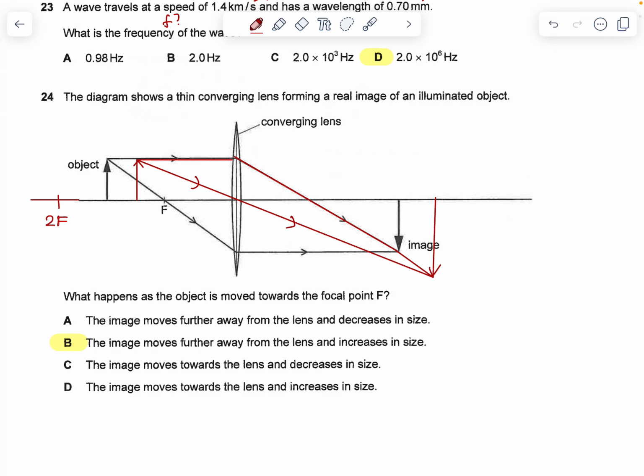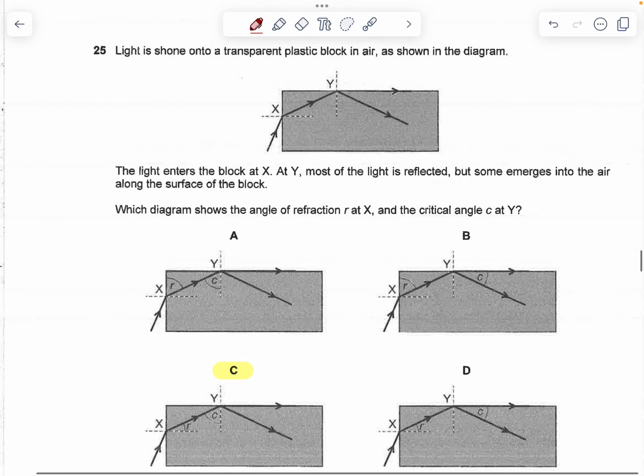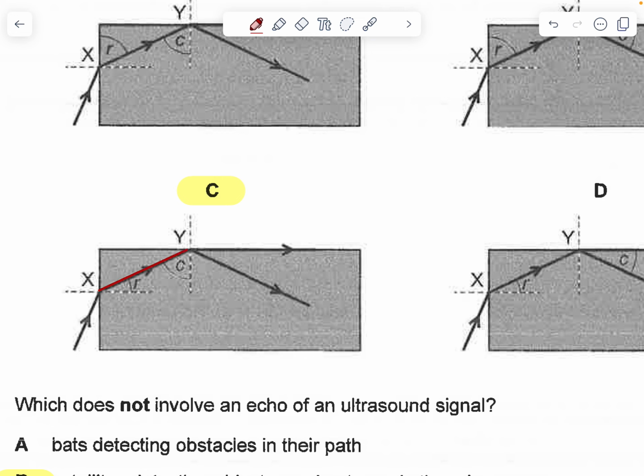Question 25. Light is shone on a transparent plastic block in air, as shown in the diagram. Okay, so let's look at C. When it enters an optically denser medium, it should bend towards the normal. And at point Y, because this small c, the angle, is greater than the critical angle C, total internal reflection occurs like this.